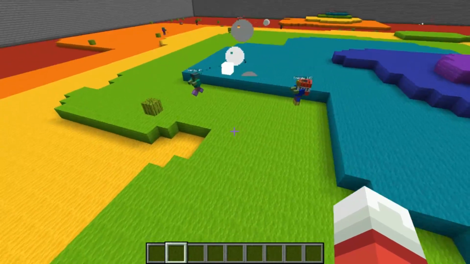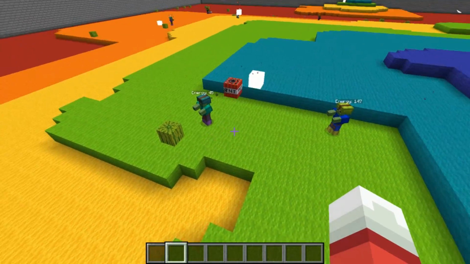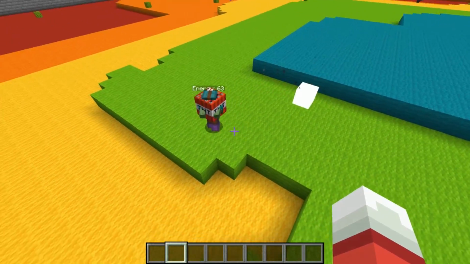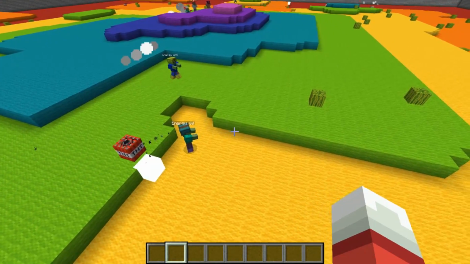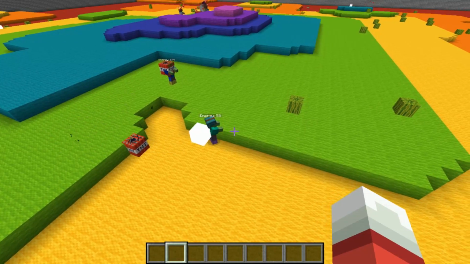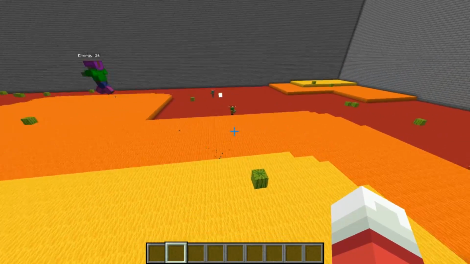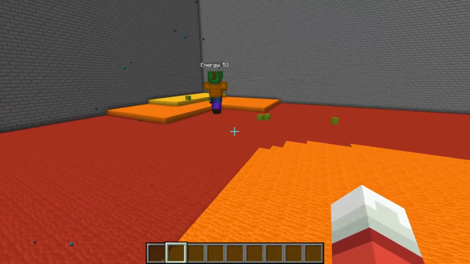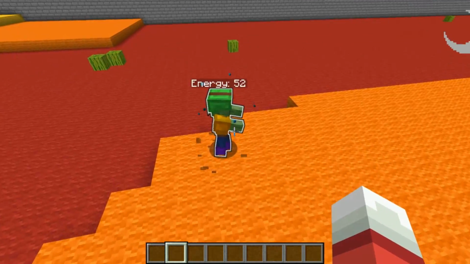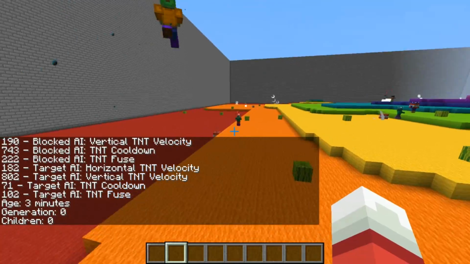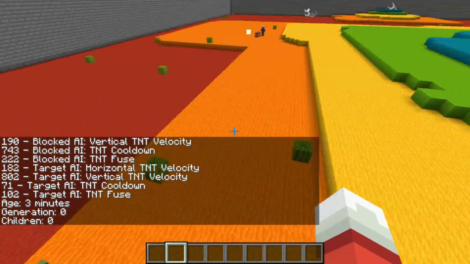So there's basically 3 types of AI. This zombie is targeting something. You can see he's facing a melon, and that means he's targeting it. That's one of the types of AI, called the targeting AI. This zombie over here is wandering, and you can tell that because he's turning left and right at random. And this one's targeting.